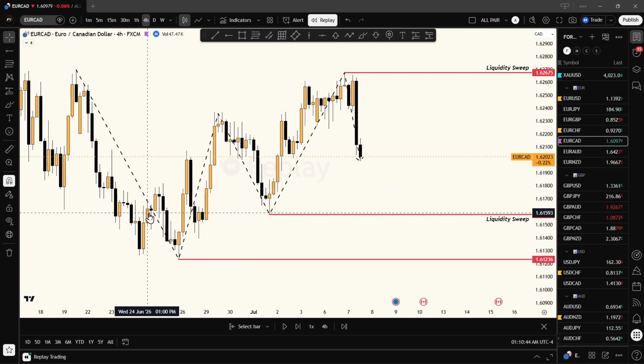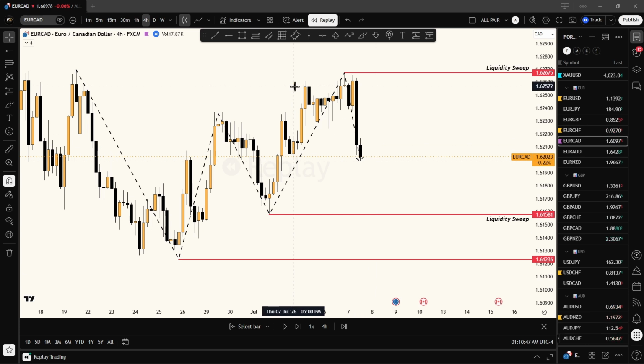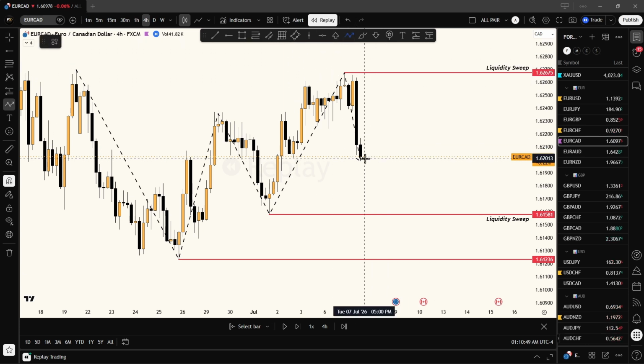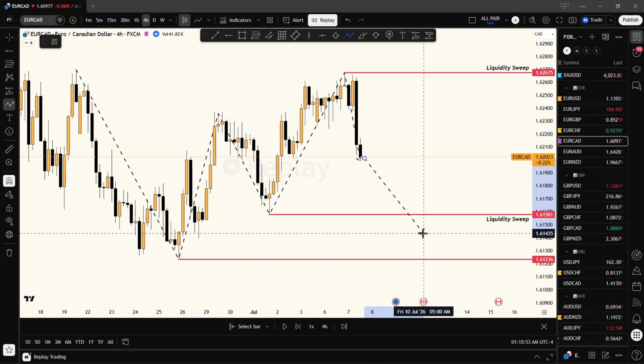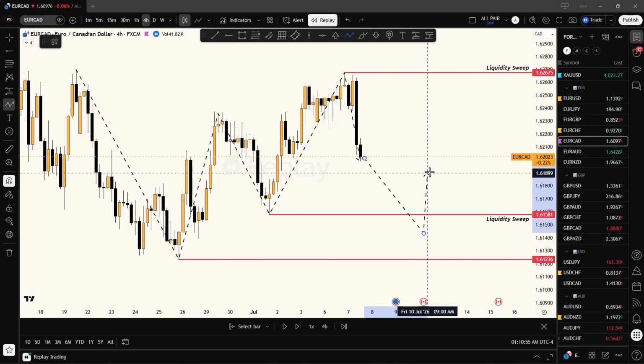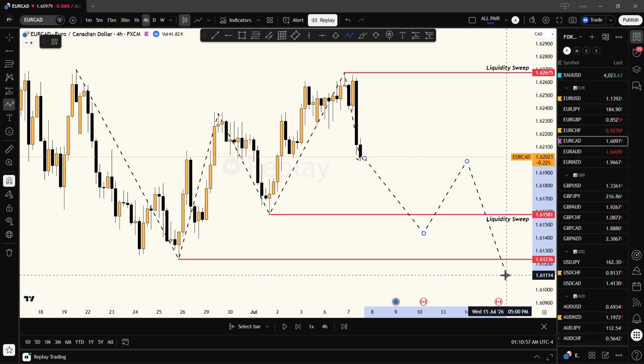So, at this point, we have liquidity resting on both sides of the market. Price may continue higher and target the buy-side liquidity above, or it could move lower first and sweep the sell-side liquidity below. Right now, either scenario is possible.